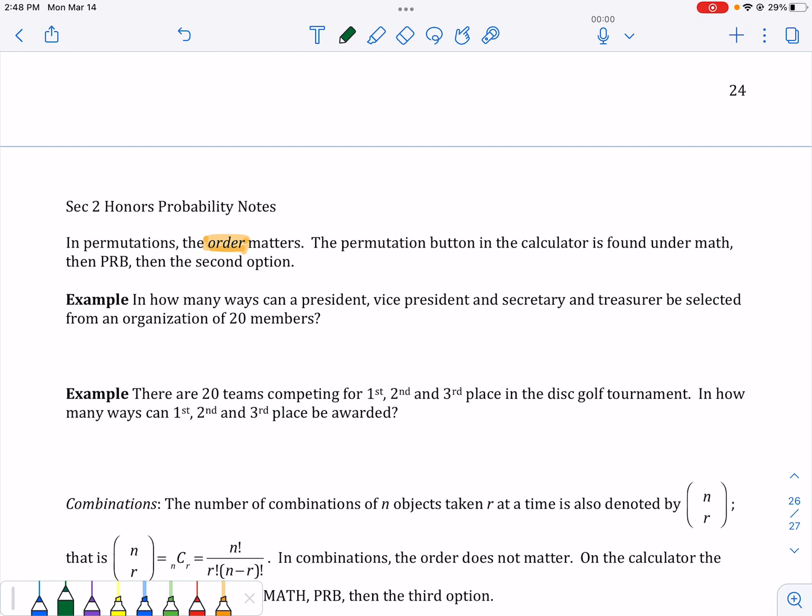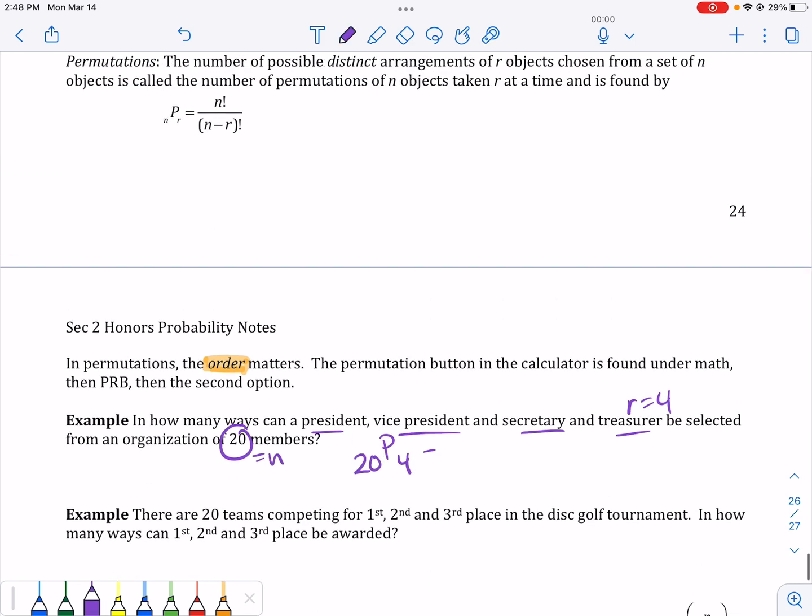Okay? So in how many ways can a president, vice president, secretary, and treasurer be selected from an organization of 20 members? So our total amount is the 20, so that's our N, and then we're picking a president, a vice president, a secretary, and a treasurer. So that means that our R is 4. So we would write this as 20 permute 4, is how we can verbally say that. Notice both of these are subscripted. And then our formula is going to be n factorial, so 20 factorial, over 20 minus 4 factorial. So then this is 20 factorial over 16 factorial.